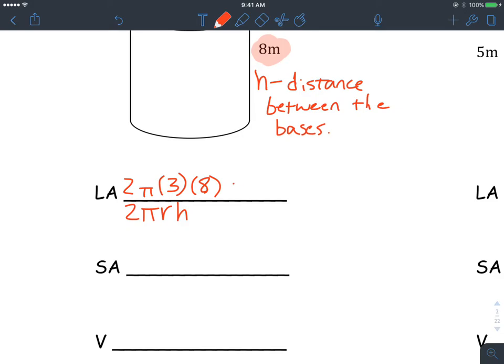Okay, so when you punch all of that out, you're going to get 48 pi, and we'll say meters squared right there. Most of the time in this class, we're going to leave our answers in terms of pi, unless it's a word problem or it says otherwise. So that's your answer there.